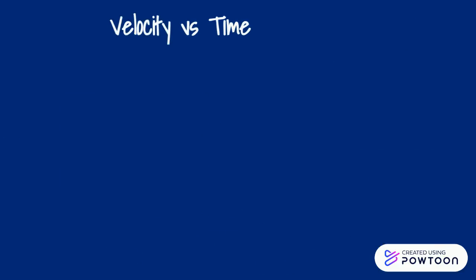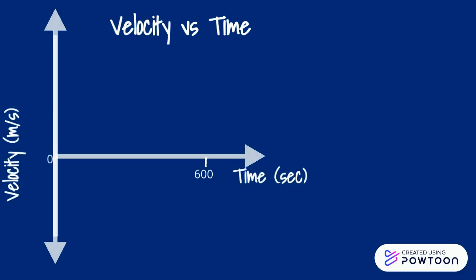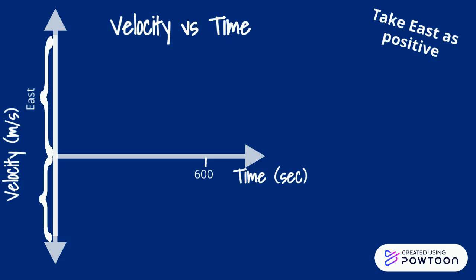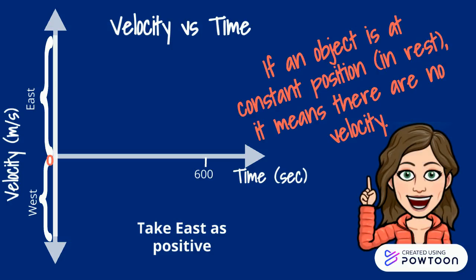Velocity time graph. Let the y-axis represent the velocity in meters per second and the x-axis the time in seconds. Since we took east as positive, let the positive y-axis represent east and the negative y-axis represent west. Since Miss Landi is at a constant position, we know that she is standing still, so her velocity is 0 meters per second. We can represent this constant position on a velocity time graph by drawing a horizontal line on the time axis at 0 meters per second.